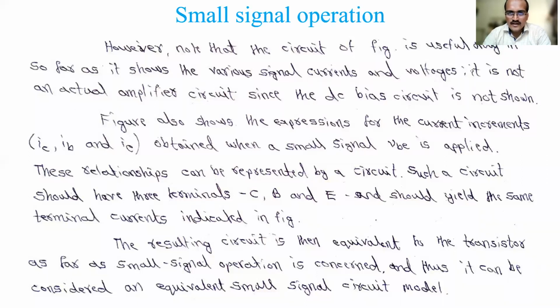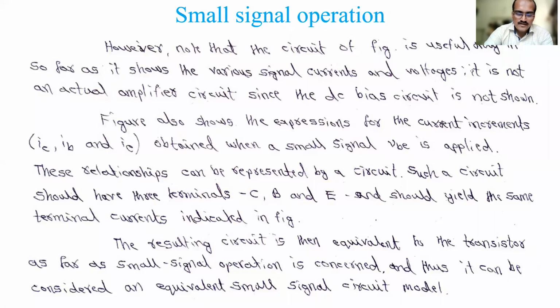The figure also shows the expressions for the current increments. So what are those? iC, iB, iE, the small letters that I have shown, obtained when a small signal vb is applied. These relations can be represented by a circuit. Such a circuit should have three terminals, collector, base and emitter, and should yield the same terminal currents indicated in the figure.